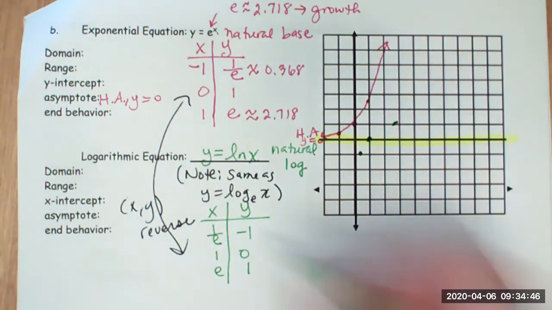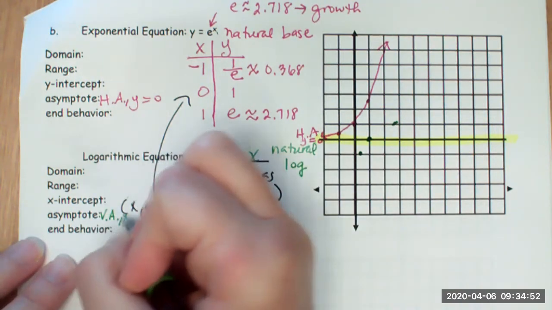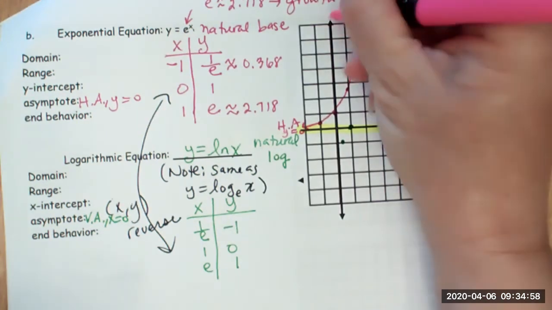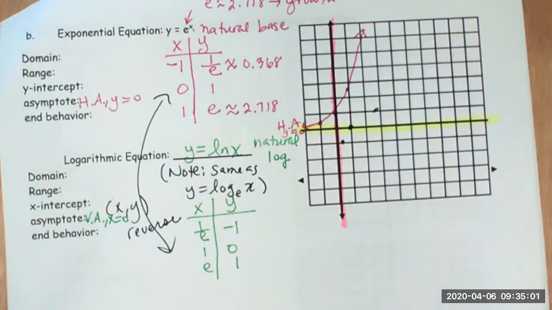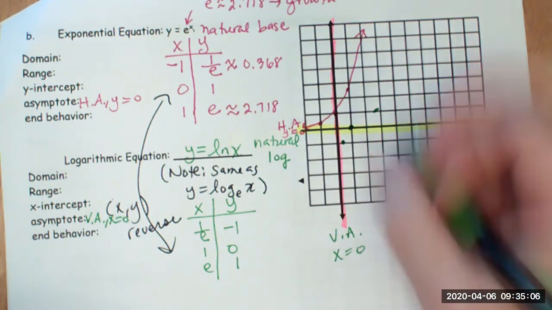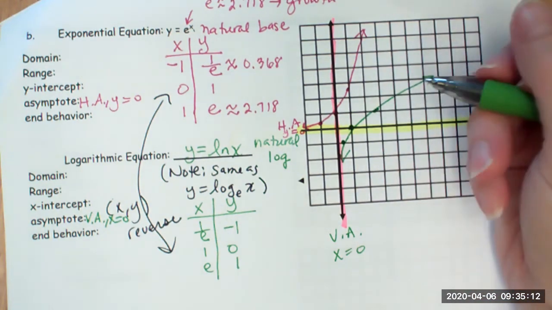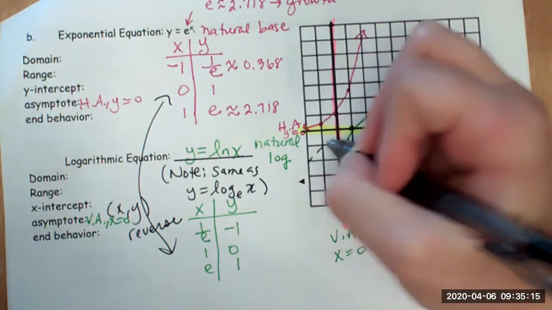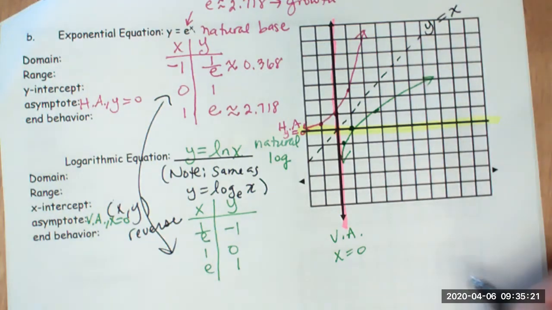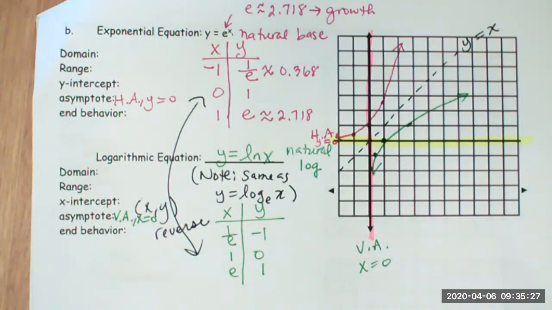And remember, what's our asymptote? We have a vertical asymptote at x equals 0. So draw that vertical asymptote in, x equals 0, so that when we draw our line, we don't go over that asymptote. And remember, there's that line y equals x that we are always going to be symmetric over. Okay? So let's fill in the domain, the range, the x-intercept, and the end behavior.